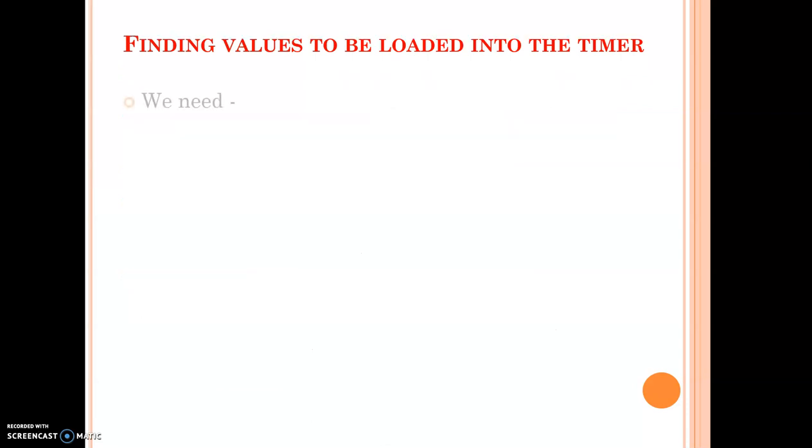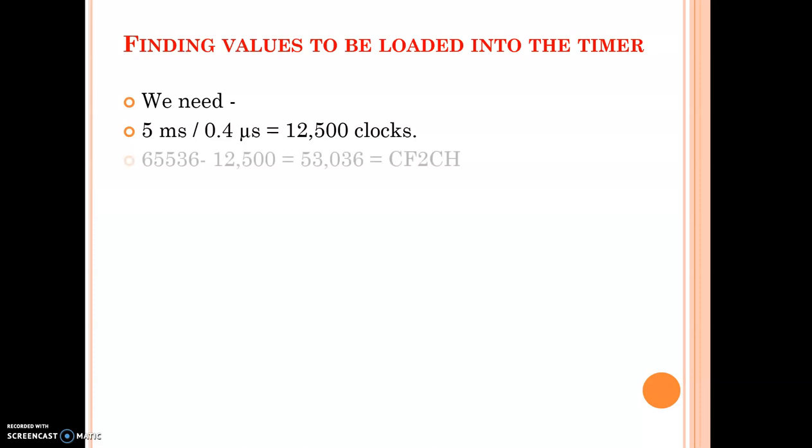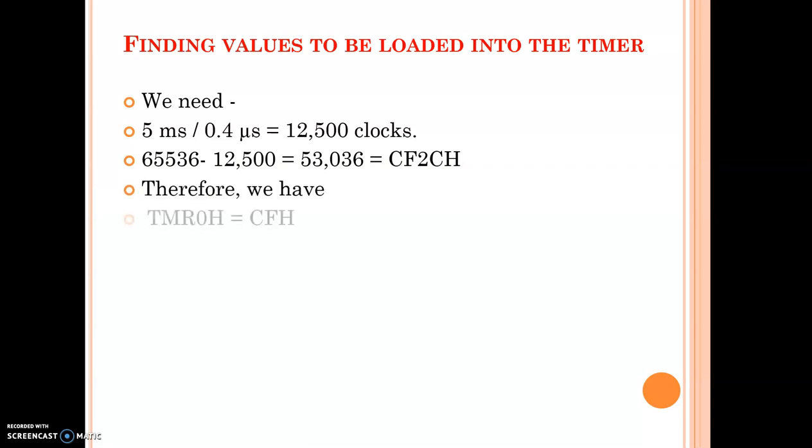And that's why we need to divide the 5 millisecond by 0.4 microsecond. That comes to 12,500 clocks. We need to subtract this value from 65536. It comes as 53036. It is converted to hex as CF2CH, and now this value will be loaded in the low byte and high byte of the timer.